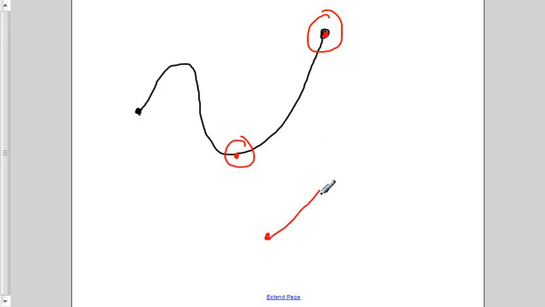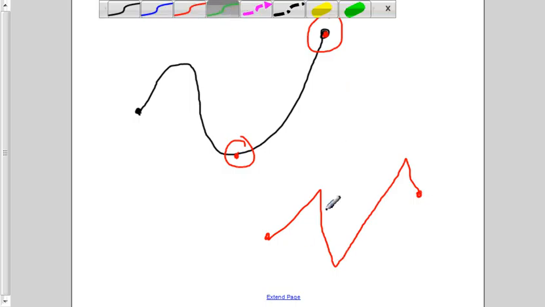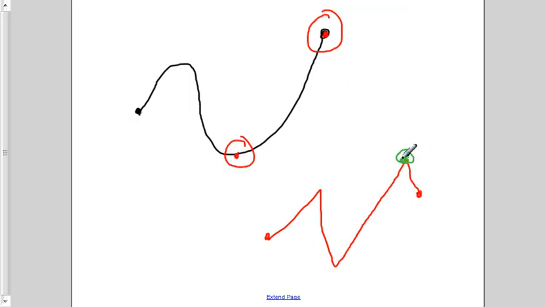And again, it doesn't say anything about having to be differentiable. So you could have corners, you could have cusps. This would be your absolute max. This would be your absolute min.